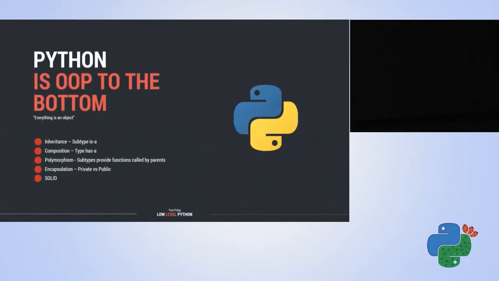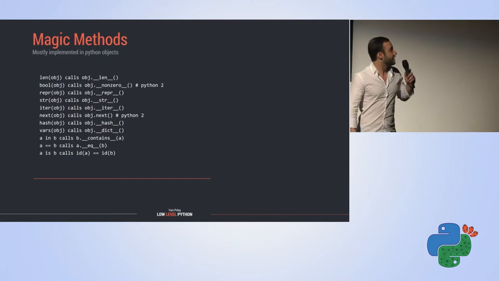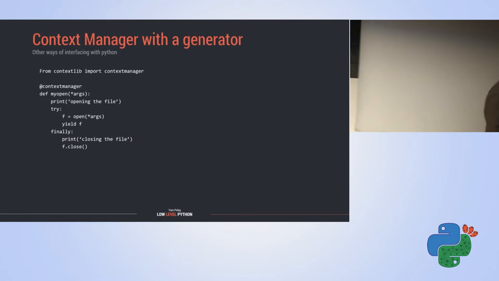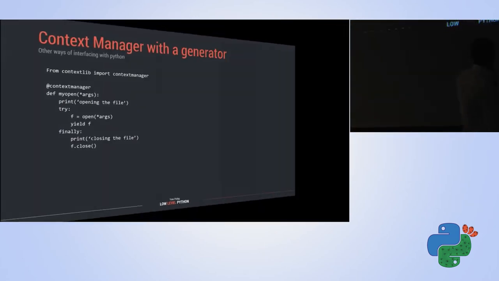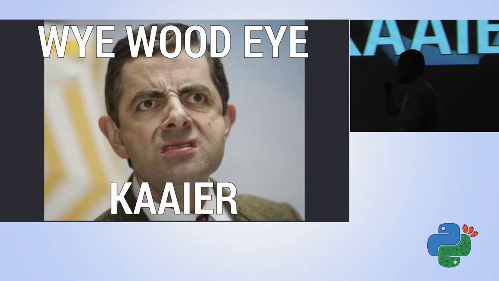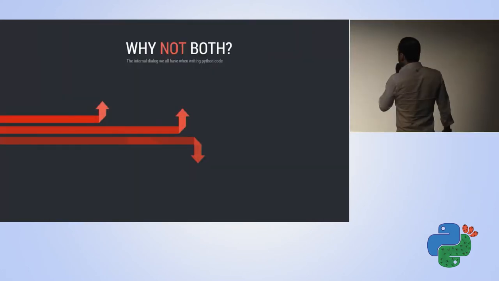So Python is basically OOP to the bottom. We have magic methods, and we have class methods and static methods, and you can do even funky stuff like, I don't know, a context manager with a generator, or other OOP nonsense. And Python is also functional to the bottom. You have map, reduce, and all of those filters that are functional. But you're probably asking yourself, why would I care? So you cannot do both.